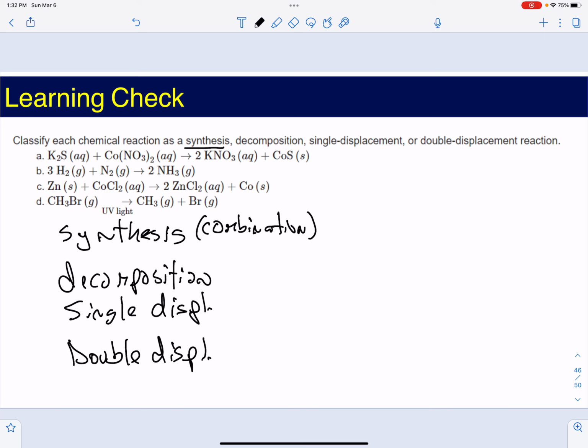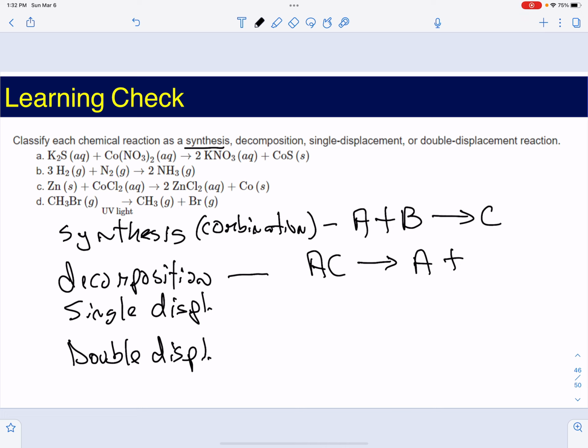So let's see the patterns we use. Synthesis follows this pattern: A plus B producing C. From many, few. So you can combine several things into one. So that's the pattern that synthesis or combination follows. Decomposition is the opposite. From one, many come out. So decomposition is, like the word says, breaking apart.